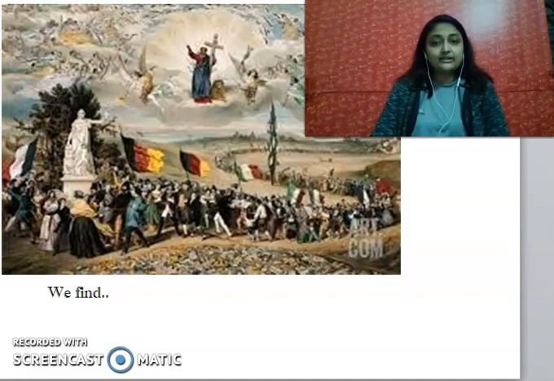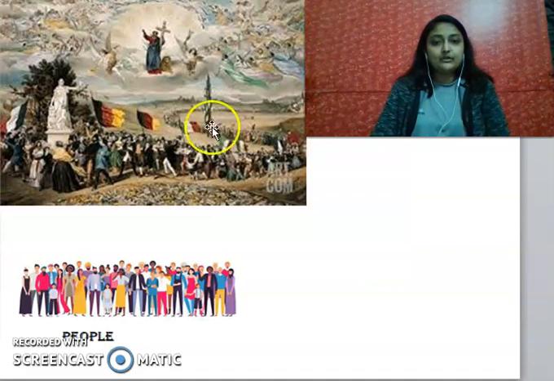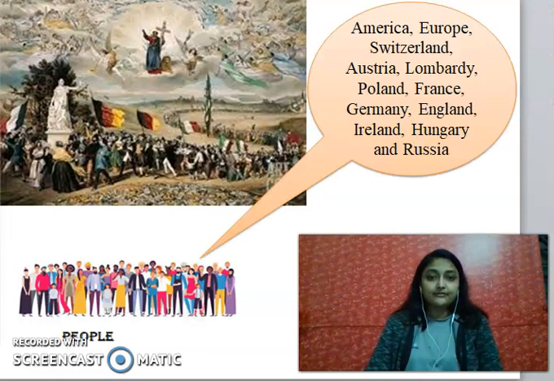The first thing what you find is people. You can find a chain of people. They are following one after the other, immaterial of the age, immaterial of the nations. They are just following the people chain. Now, who are these people? Let's see them. They are from America, Europe, Switzerland, Austria, Lombardy, Poland, France, Germany, England, Ireland, Hungary and Russia.